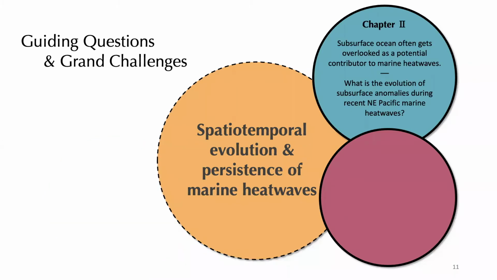So some of the guiding questions and grand challenges in chapter 2: the subsurface ocean often gets overlooked as a potential contributor to marine heat waves, and that's mostly because we don't have reliable observations, or they don't go back far enough in time that we can compute a climatology from them. Using Argo, we're going to ask what the evolution of subsurface anomalies were during recent Northeast Pacific marine heat waves, where we have really good both spatial and temporal coverage of subsurface temperature and salinity.